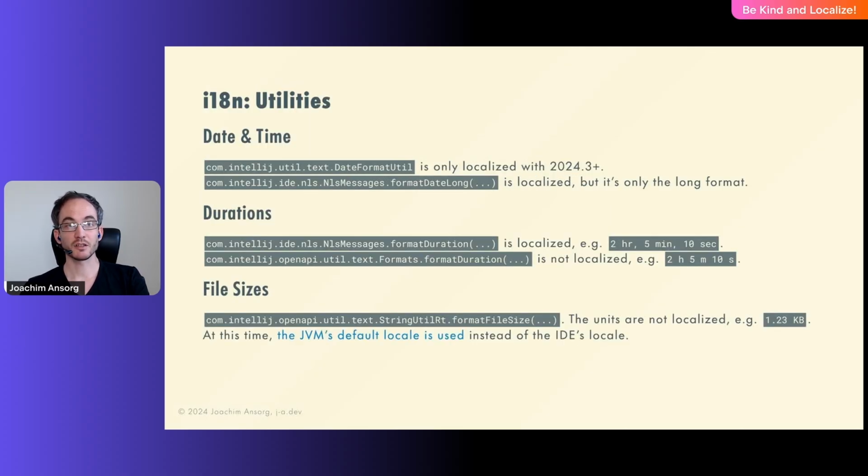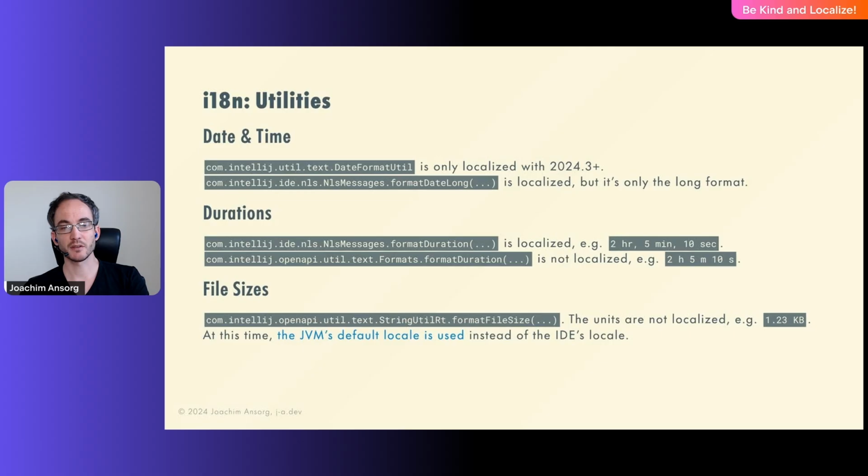There are a few utility functions for I18N. For date and time, there's the DateFormatUtil, which is only localized with the upcoming major version 2024.3. It's not fully working on the current version 2024.2. Look at the two methods. If you're okay with the long date format, you could use the second method. If you really need formatted date and time, you'll have to wait for the next version, unfortunately. For durations, it's similar. Just check out the methods I'm listing here.